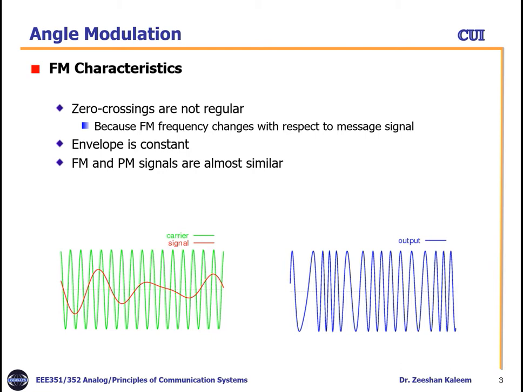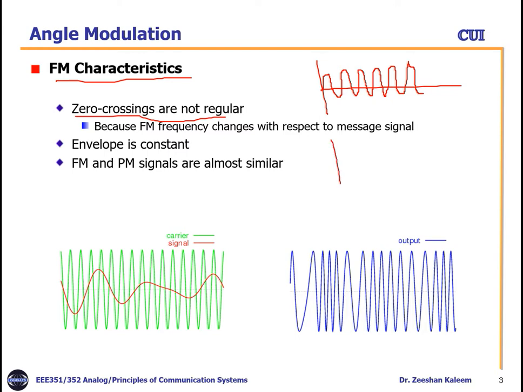First of all, the important thing is what are the major characteristics of the FM signal. The first one is that the zero crossings are not regular. As you have noticed, in the case of AM modulation, for example, this is your carrier signal, right? It has zero crossings at regular intervals. Every carrier cycle has the same zero crossing at regular intervals.